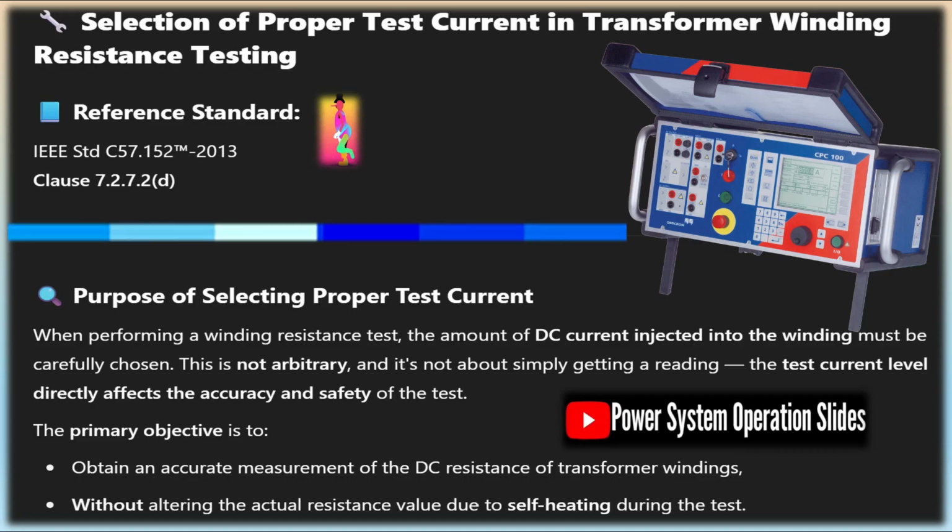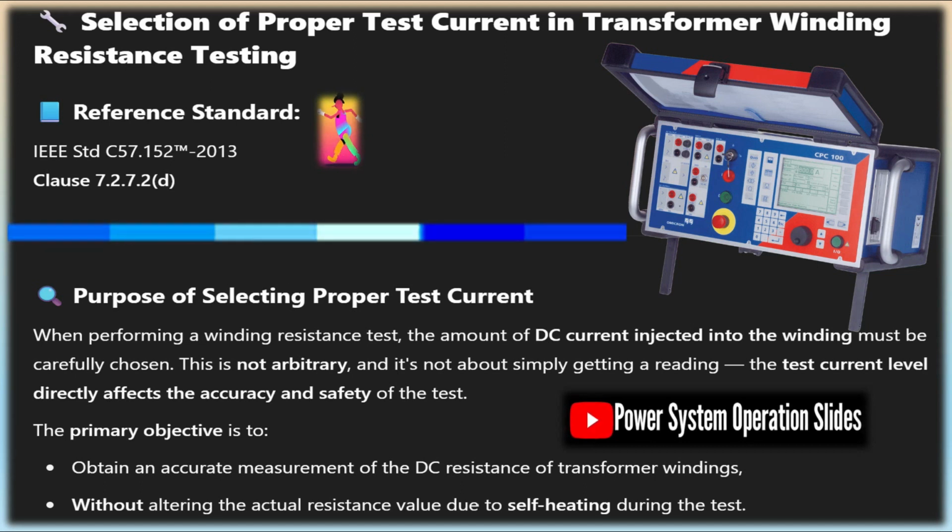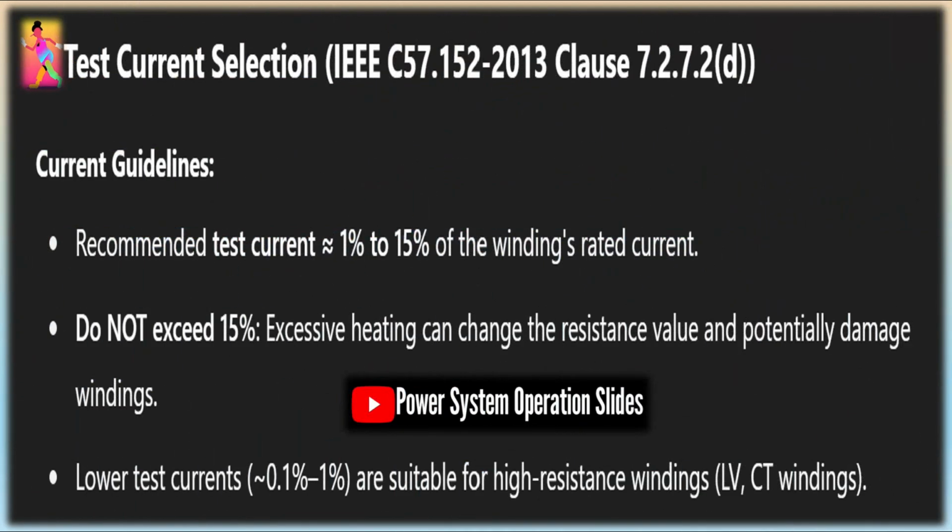When to perform: new commissioning, baseline readings. Routine maintenance, annually or as per the O&M plan. After faults, to diagnose winding damage post-fault, e.g., short circuits, overcurrents. Post-transport inspection, after shifting large power transformers.